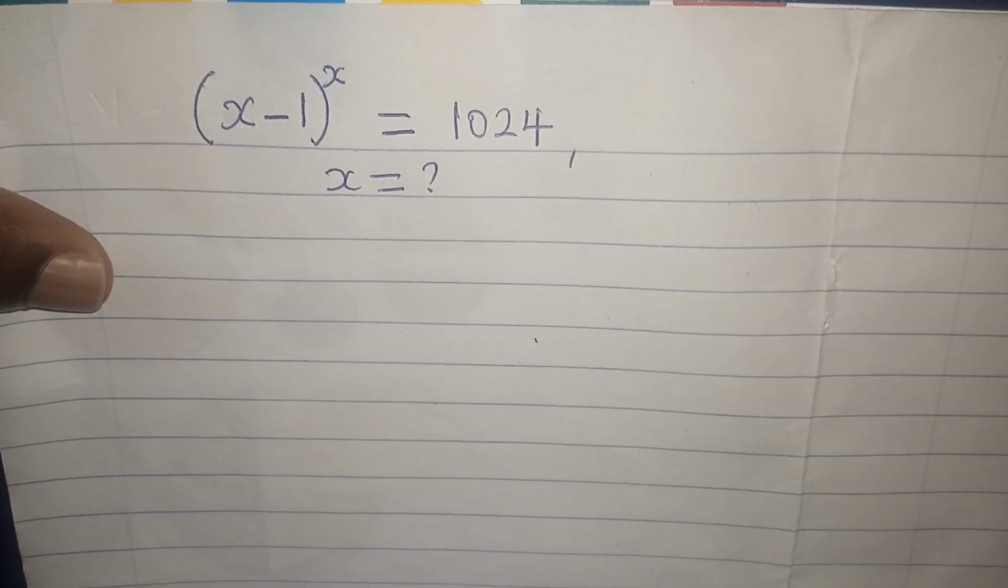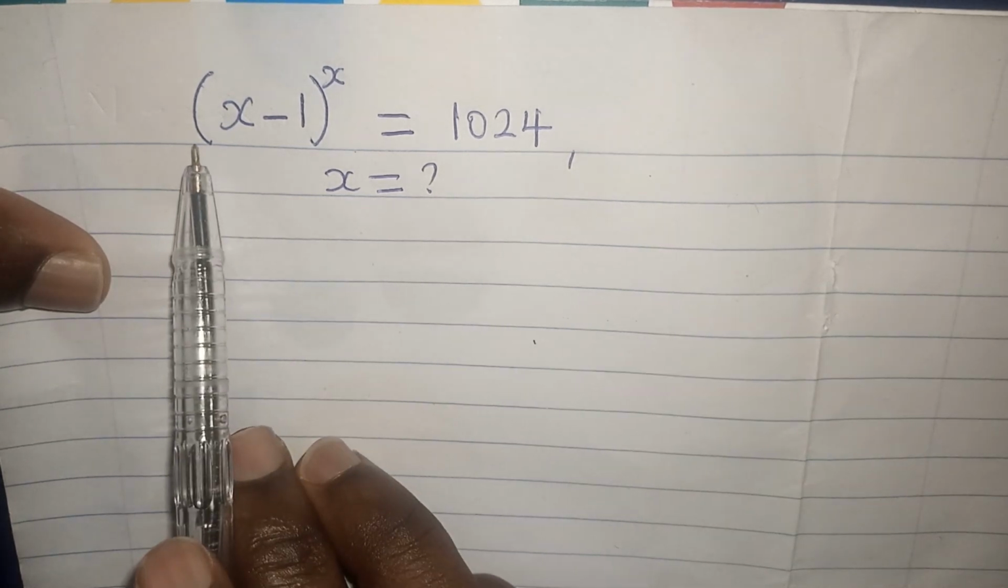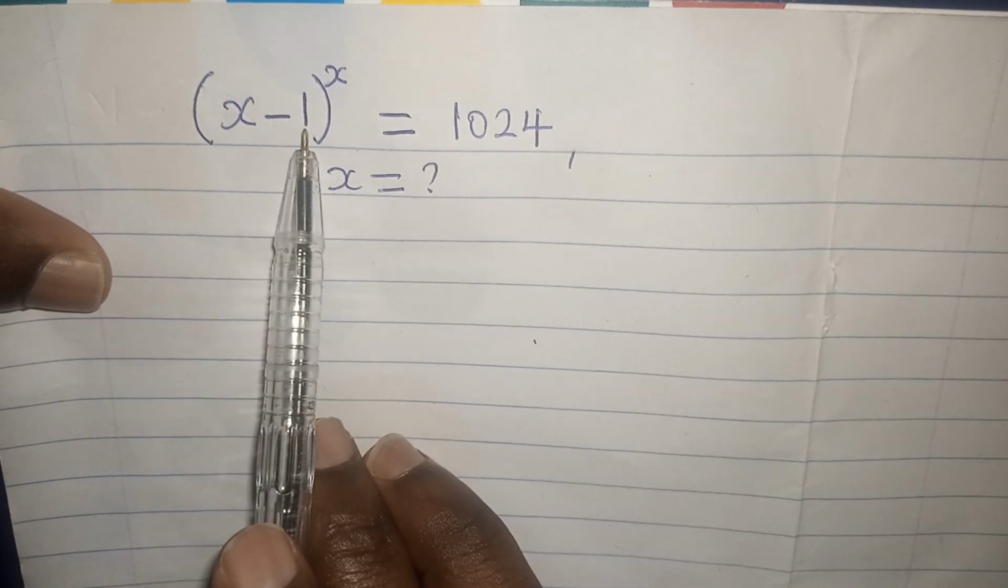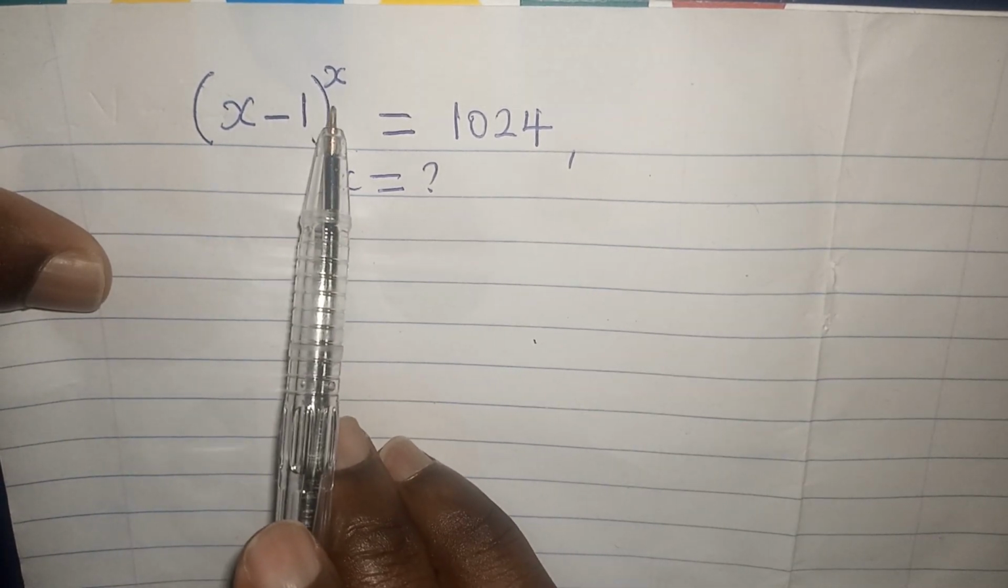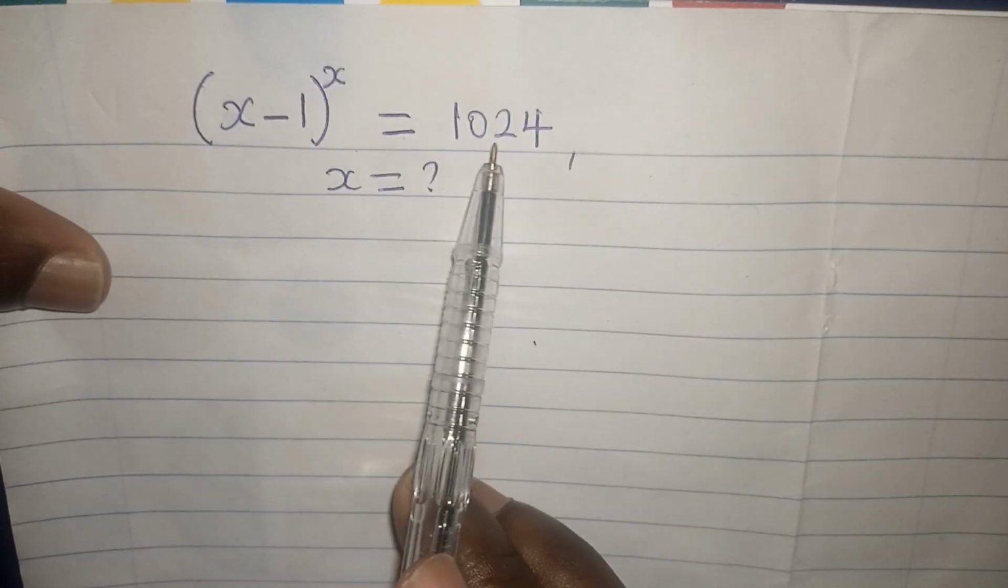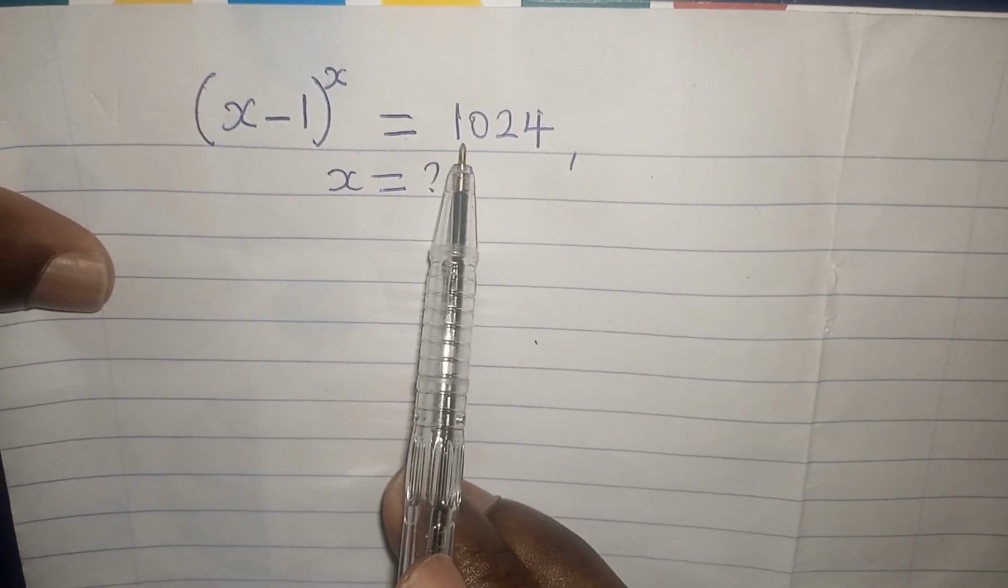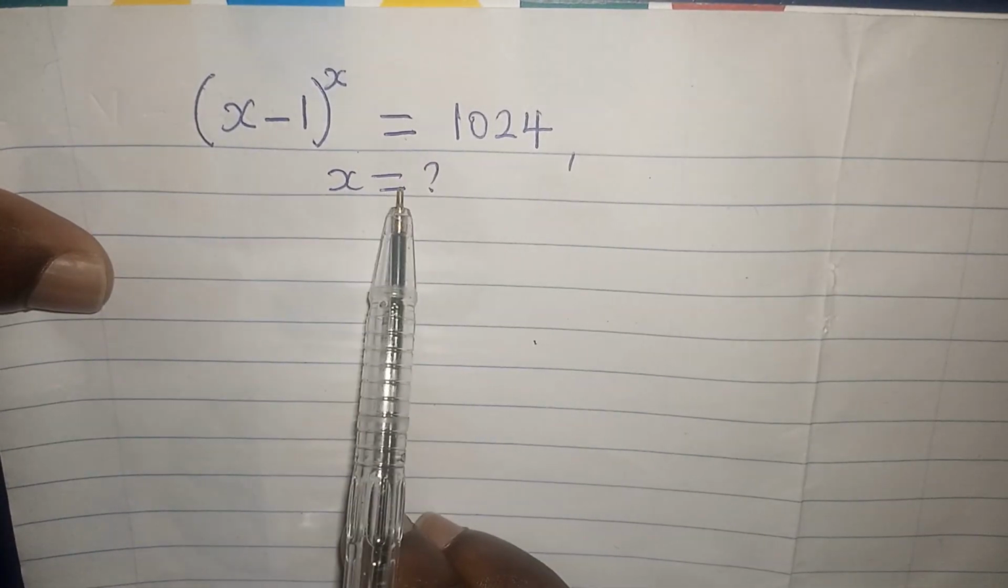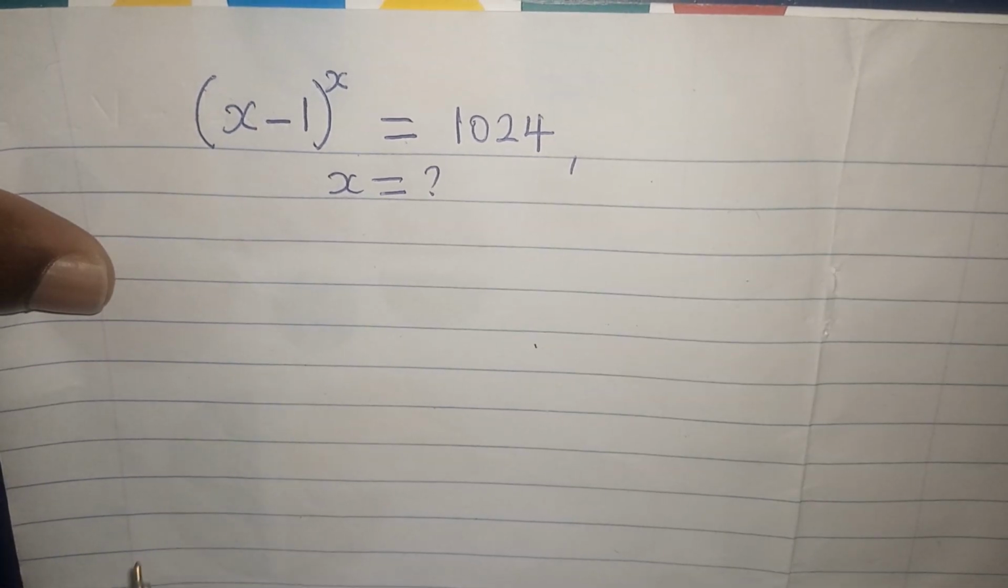Today let's solve this math problem which reads: (x minus 1) to the power of x is equal to 1024. What is the possible value for x?